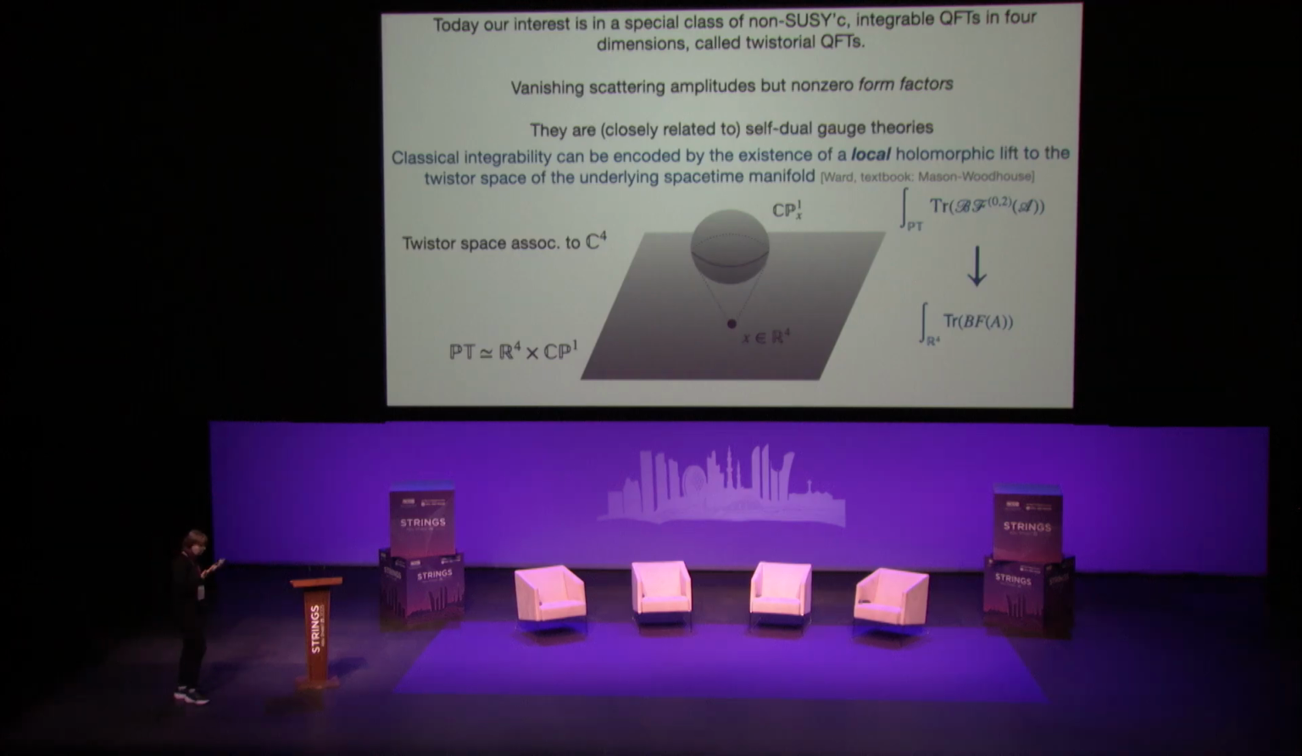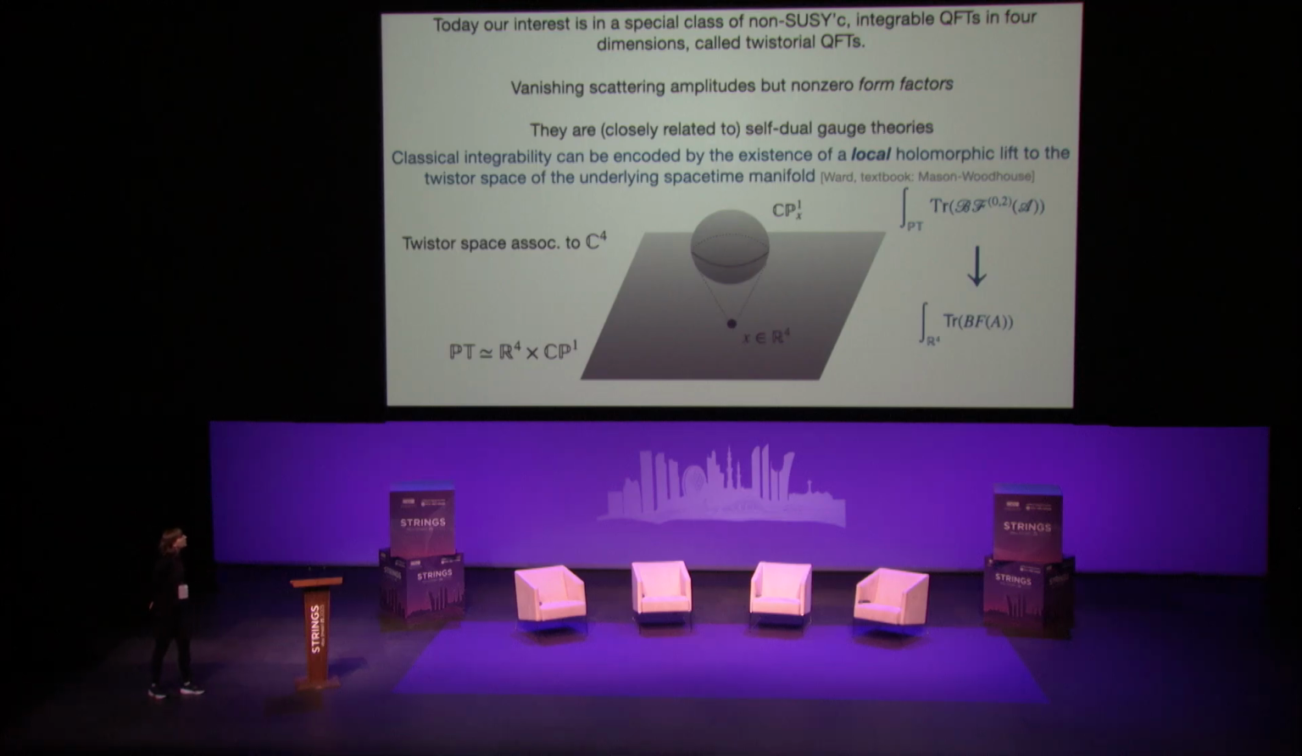Now, because of this, they only have trivial S matrices in flat spacetime, but it turns out that these theories nonetheless have non-vanishing form factors, meaning scattering amplitudes in the presence of additional local operator insertions. So these are non-zero observables that you can compute. And in this talk, I'll focus on the case of a form factor with only a single local operator insertion. The generalization to multiple local operators, I think, is very interesting, but less understood by us currently.